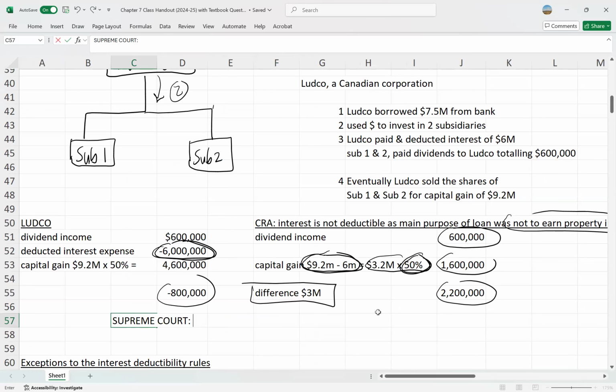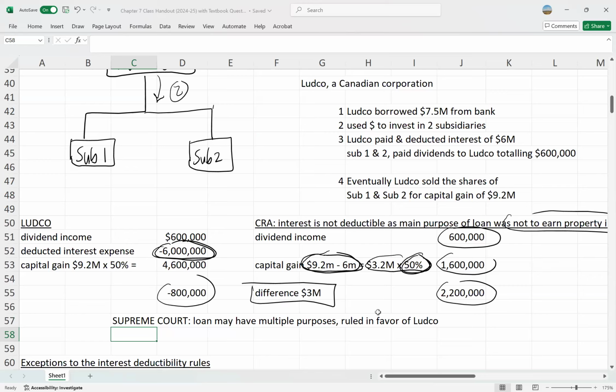And the Supreme Court basically said that a loan may have multiple purposes, and basically ruled in favor of Lutko. So yes, the loan could have been used to buy shares in the hope that the shares would increase in value. Another purpose was to earn dividend income. The amount of the income is not really that relevant. So again, the Supreme Court ruled in favor of Lutko. So both of these decisions were in favor of the taxpayers.